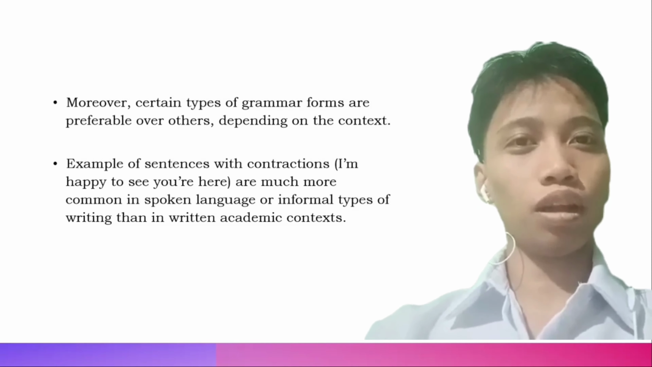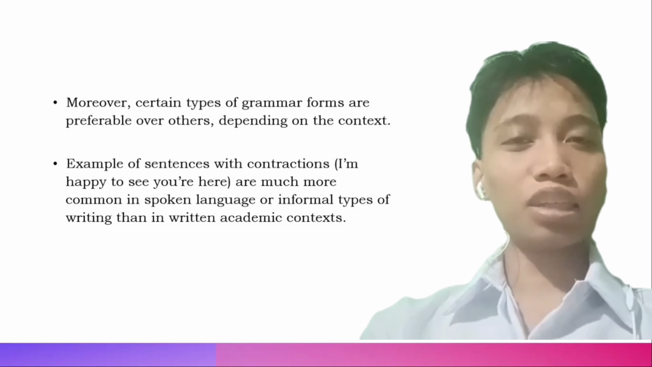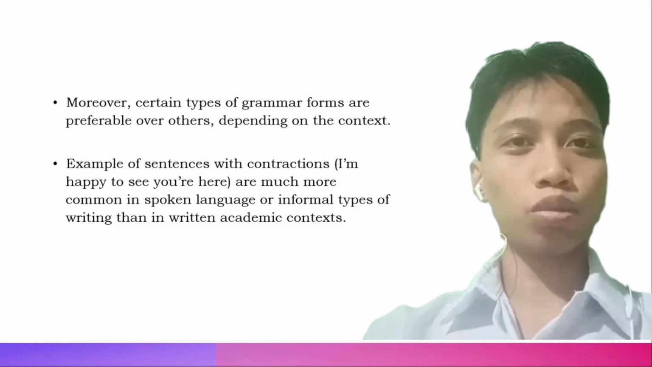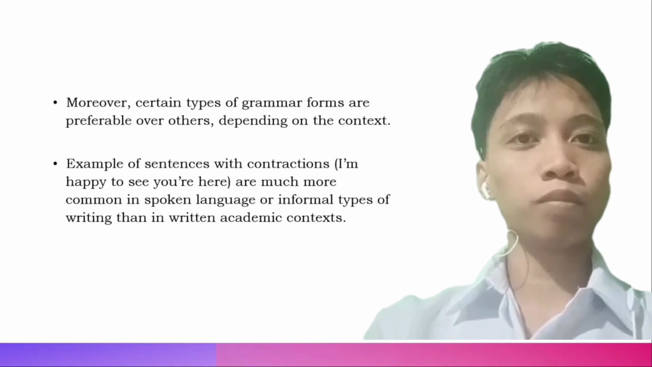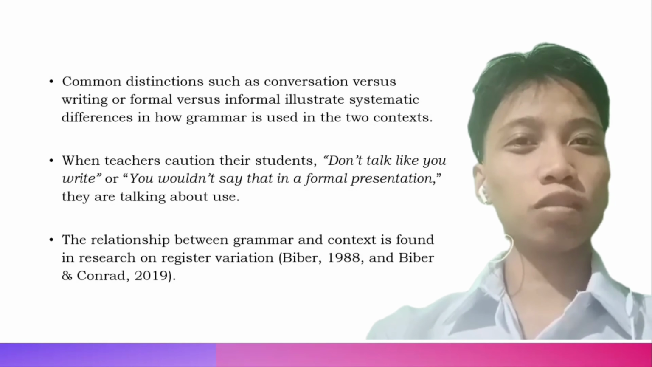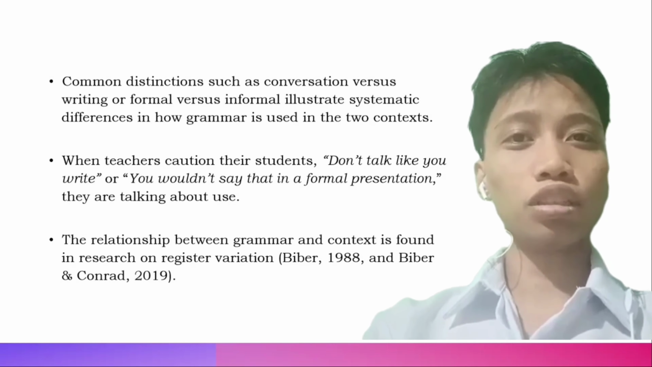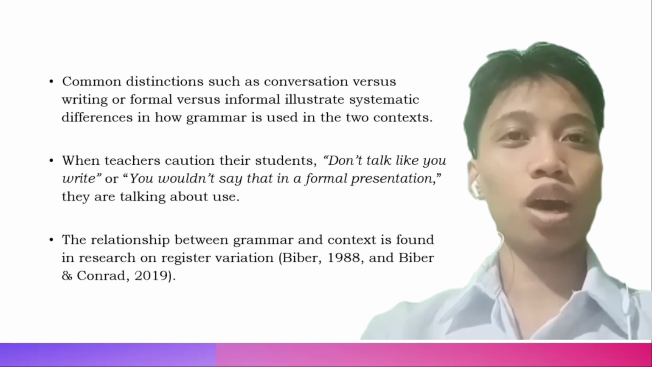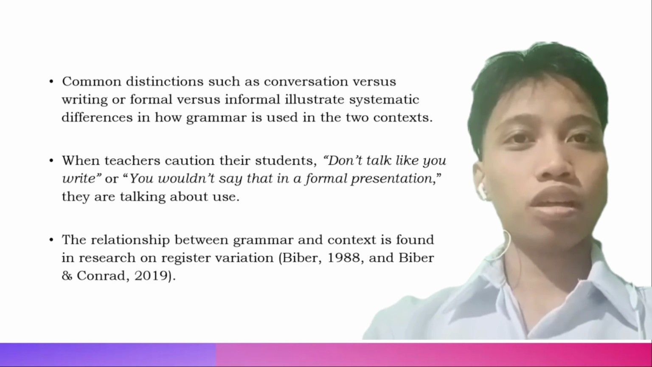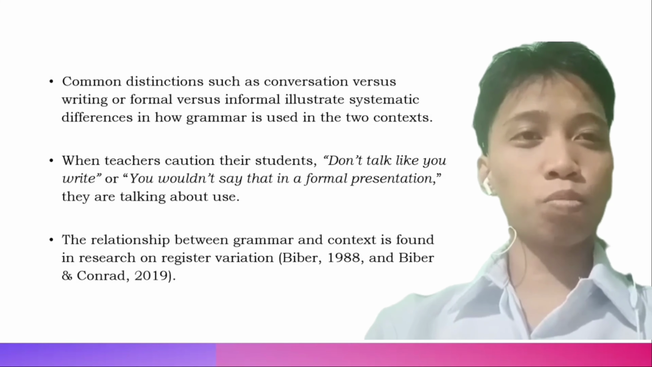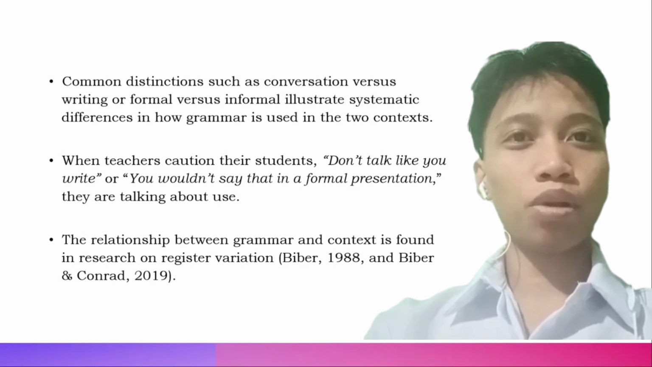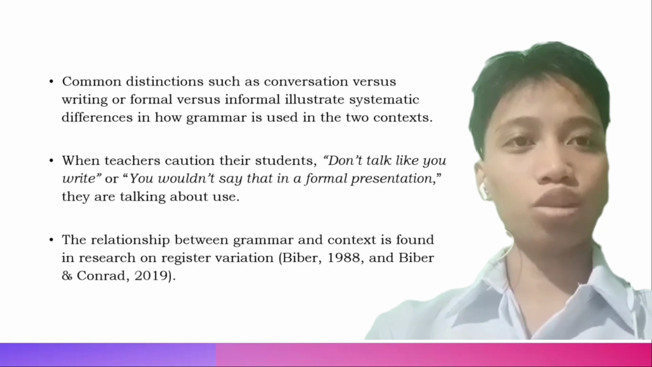Here we have an example. I'm happy to see that you are here. As you can see in the example, contractions are utilized. And contractions are much more used in an informal conversation than in academic texts. On the second slide, it talks about how conversation versus writing and formal versus informal shows the different degrees on how the function or use of a word differs on the needed context. The difference is not just invented by any other people. It can be traced back to research on register variation by Biber 1988 and Biber and Conrad 2019.